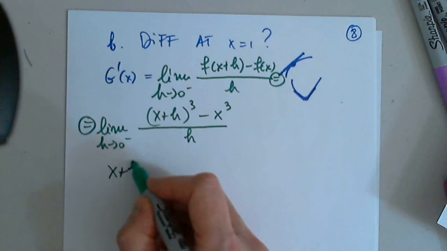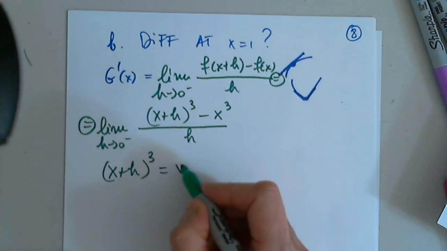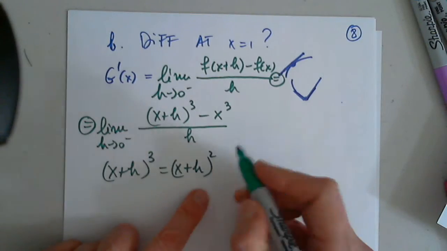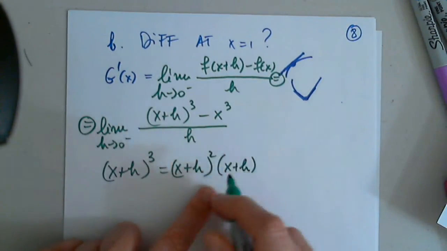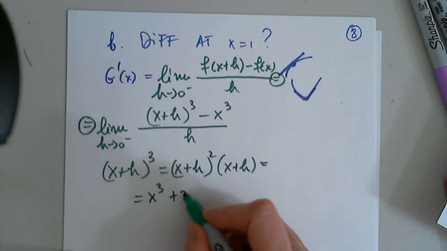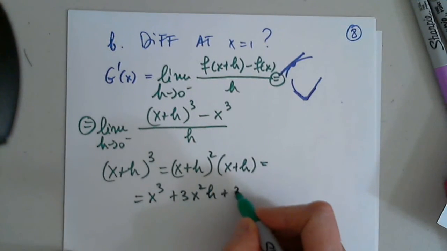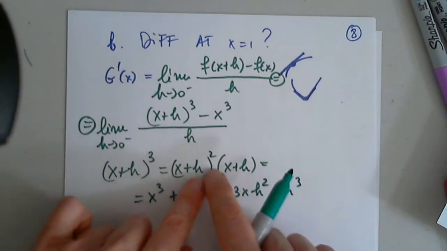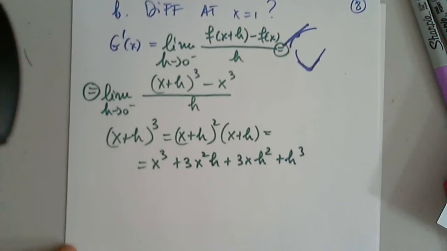I'm just going to show you the formula for this. How do you determine x plus h cubed? You multiply x plus h squared, expand it with the formula we know, and then multiply again by x plus h. But I'm going to give you the answer directly: x cubed plus 3x squared h plus 3x h squared plus h cubed. Please verify that this product is correct for yourself later.